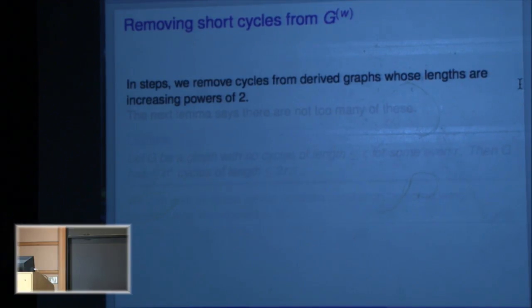So in steps, we're going to remove cycles from derived graphs whose lengths are increasing powers of 2. First, we force all cycles of length 4, that's the smallest cycle you can have, to have non-zero circulation. So the derived graph has no cycles of length 4. Then we take the derived graph and give it a new weight function, removing cycles up to length 8.